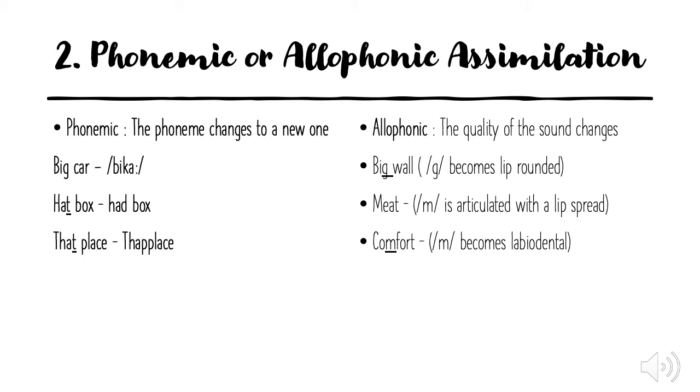Now, in an allophonic change, on the other side of the table, look at the change that comes in, let us say, g in the first phrase there, "big wall."